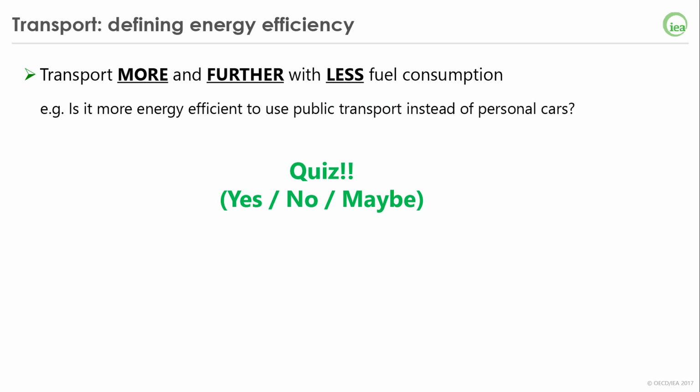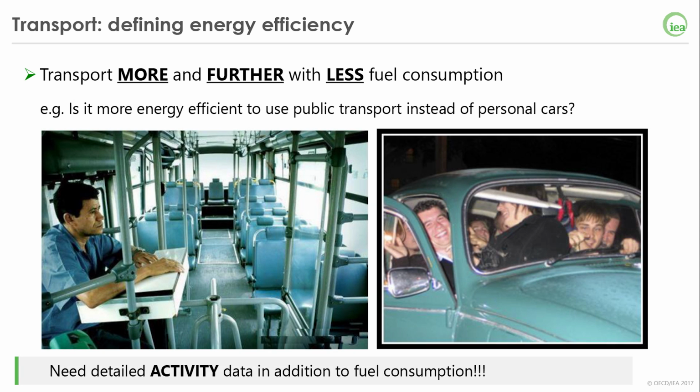The general definition of energy efficiency in transport is transporting more people or goods at a further distance with less fuel consumed. And now, there is a question for you. Is it more efficient to use public transport or personal cars? I suppose most of you would answer that public transport. And in normal conditions, you would be totally right.